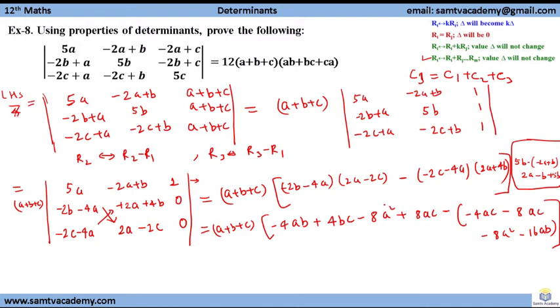Now if you open this, 8a square and 8a square, this will become plus, so this will get cancelled out. Now I will solve here. a + b + c will be written as it is, and this is minus 4ab. Minus 4ab, this will become plus 4.